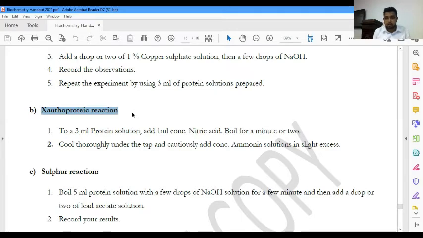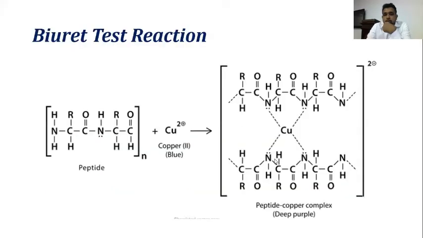What are the amino acids you know that contain aromatic rings? You know, proteins consist of amino acids, and some amino acids contain aromatic rings in their structure as R groups. So what are the examples for such amino acids? Few students correctly answered the question: tyrosine, tryptophan, phenylalanine, yes.